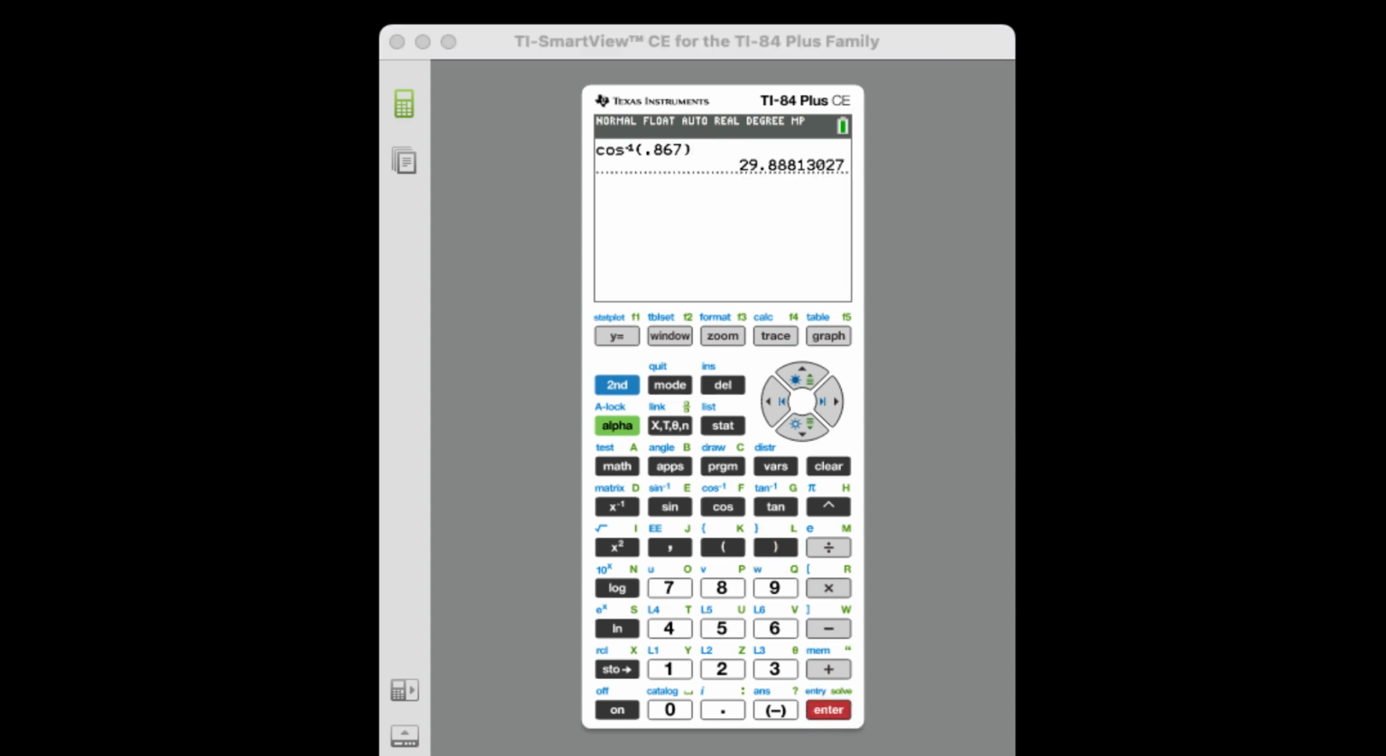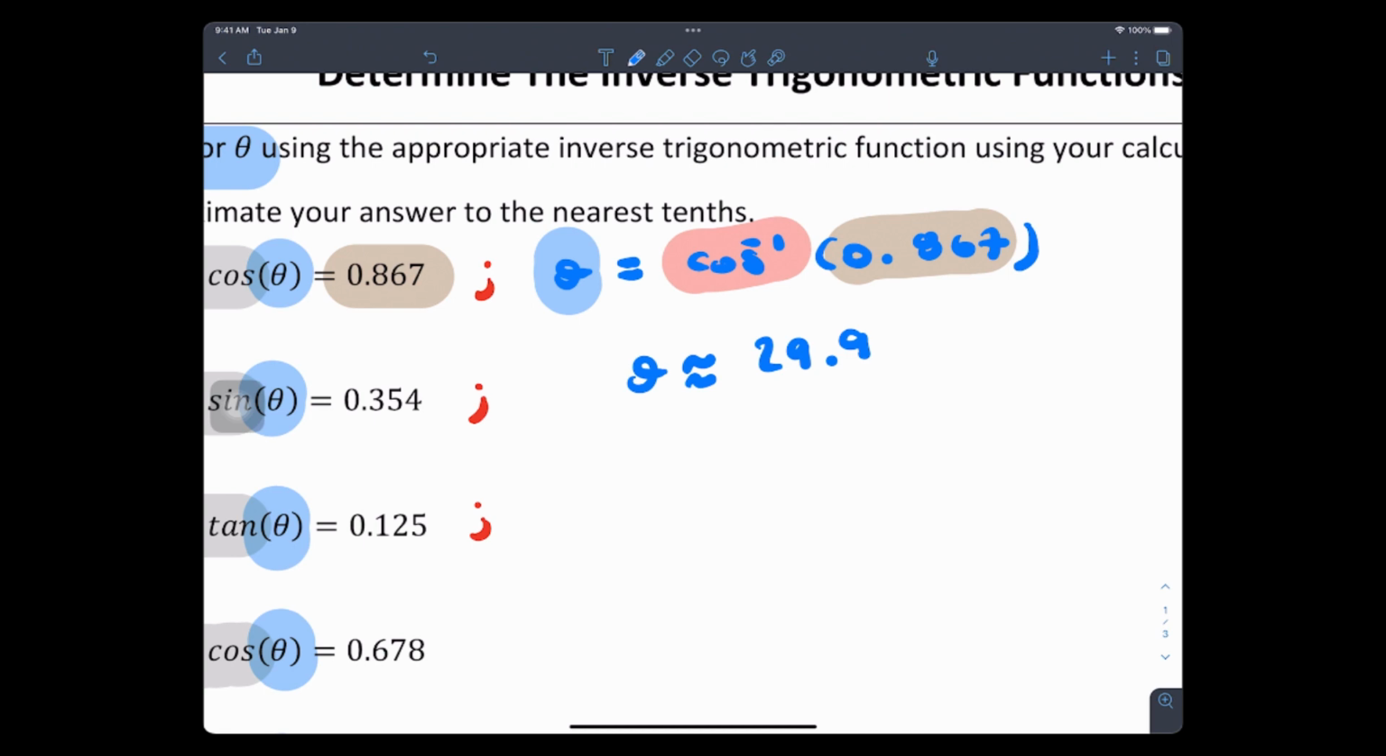Close that up. And what do you guys get? What angle is this? We're approximating to the tenth. So it's 29.9 or 8? 0.9. Okay, ladies and gentlemen, 29.9. And there it is. This is the angle that you're looking for. This is kind of how we work with this, and that's the first one. It gives us an angle, working with that inverse cosine function.